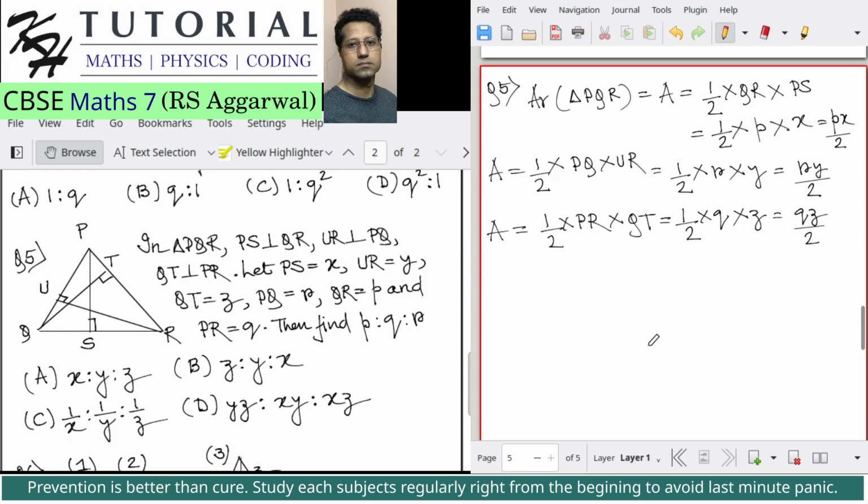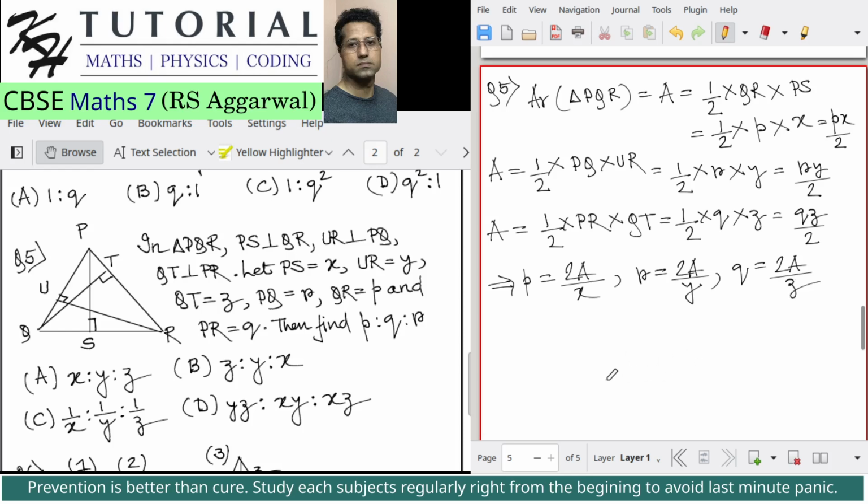So we have to find the ratio of P is to Q is to R. So let's find out P, Q, R. From area A equal to PX by 2, I can say that P will be equal to twice A by X. Similarly, from the area A equal to RY by 2, I can say R will be equal to twice A by Y, and similarly I will get Q equal to twice A by Z.